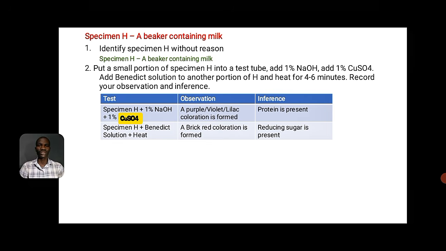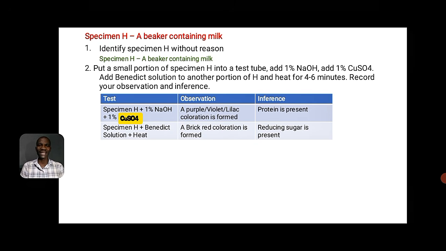And when we talk about reducing sugar, you can say glucose is present, galactose is present, fructose is present, lactose is present, maltose is present. Sucrose is not a reducing sugar. Sucrose, I am saying it again, sucrose is not a reducing sugar. The reason is because it does not have an extra ring to react with the alkaline solution in Benedict reagent. So therefore, it will not be able to reduce the copper 2 into copper 1 oxide.